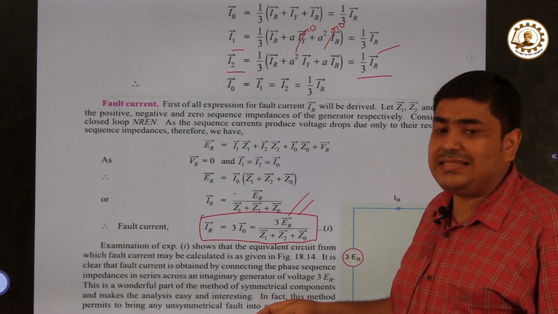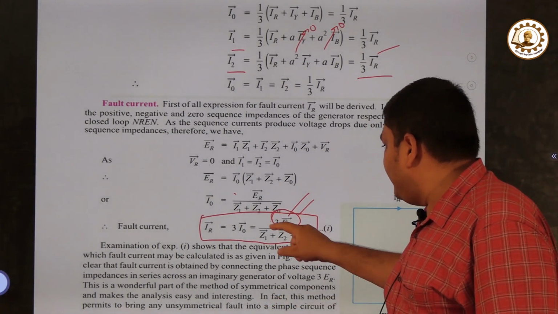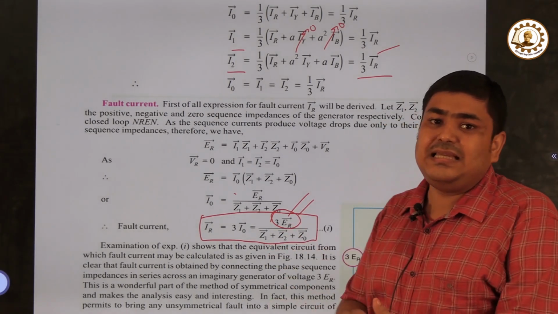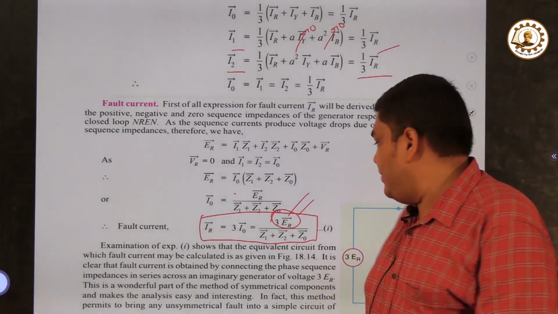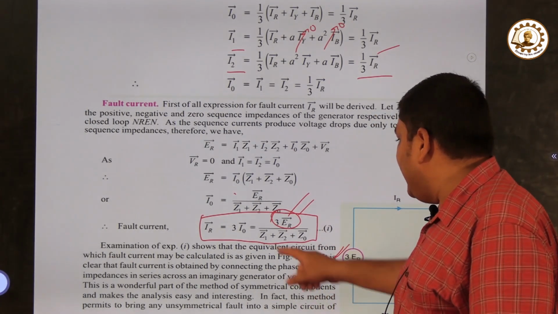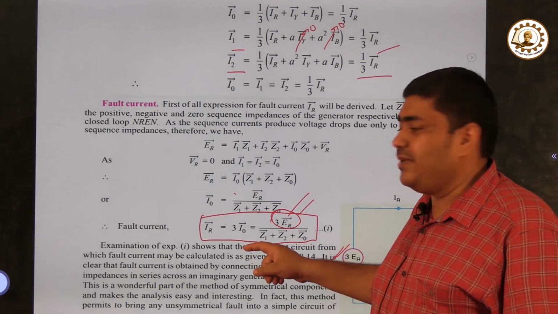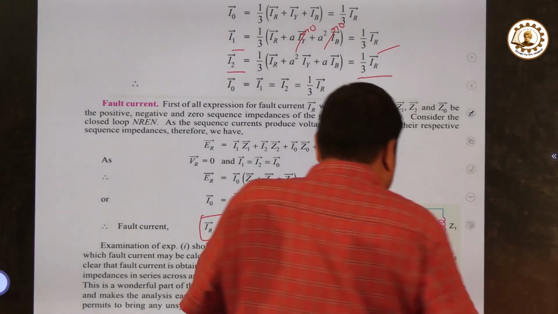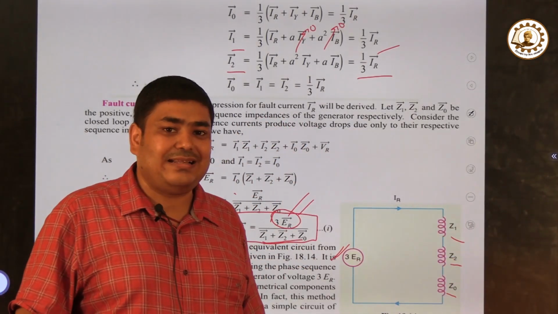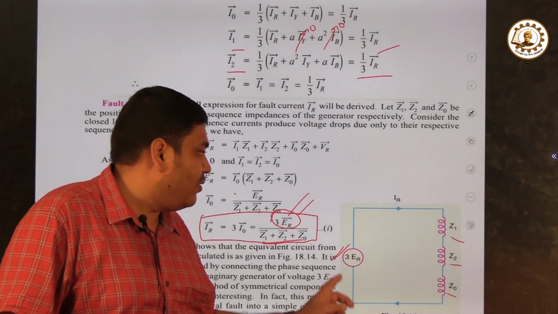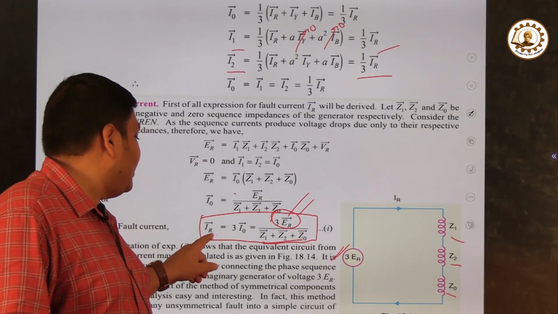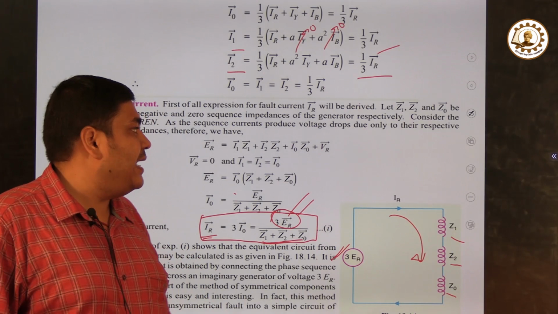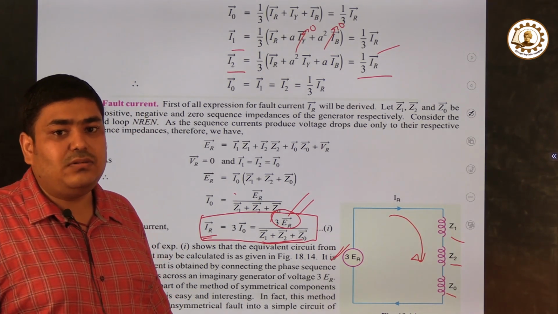In this equation, you can see that this is the EMF and this is the impedance. That is the 3ER, the generated EMF. And the impedances are simply summed because they are connected in series. That's why Z1, Z2 and Z0 are connected in series. And this is from the network where the fault current IR is flowing. Okay, this is the analysis of single line to ground fault.